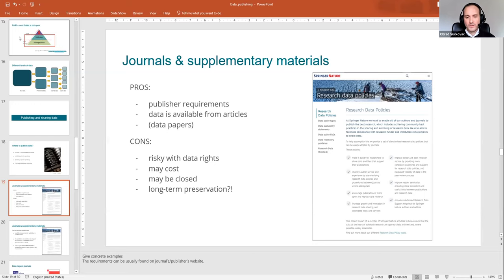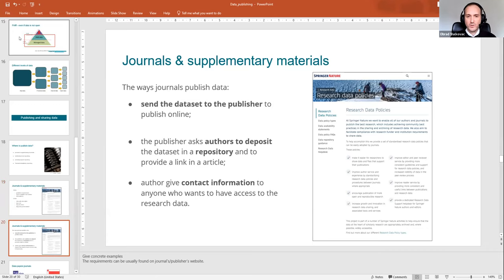What are the cons with this? What are the difficulties? Data rights can be risky. Who owns the data rights for these data sets? It has to be settled very early on, and maybe it collides with your institution's contracts or contracts that you have with the funder. Your researchers should look into that. It can imply costs. Data can be closed because of the general policy. And there is also the question of long-term preservation. What will happen if, say, some publisher ran out of business? So maybe that is something to keep in mind.